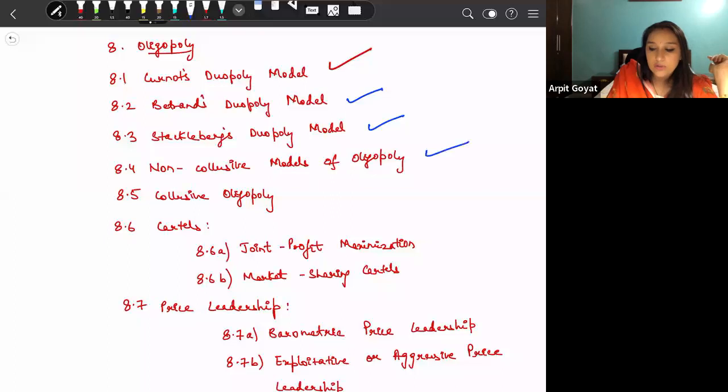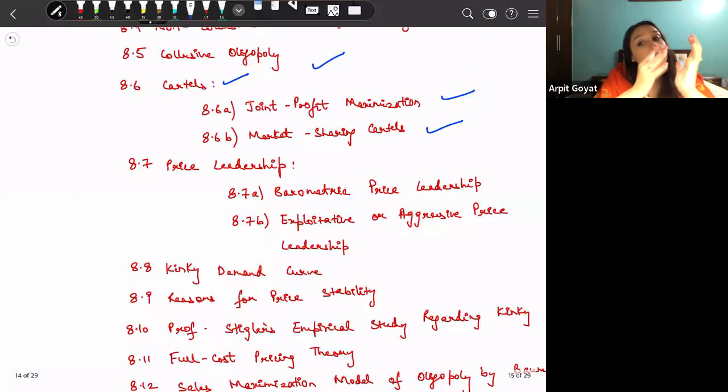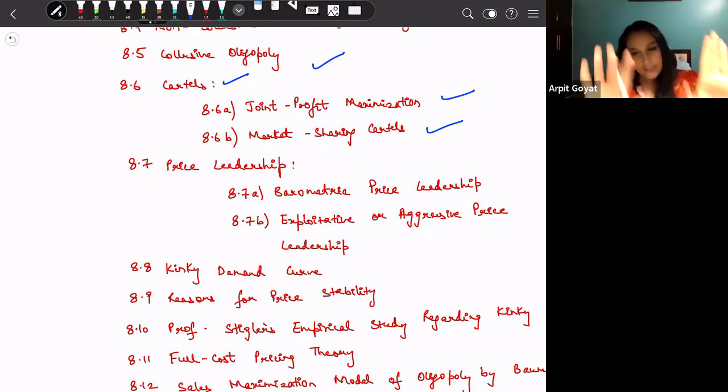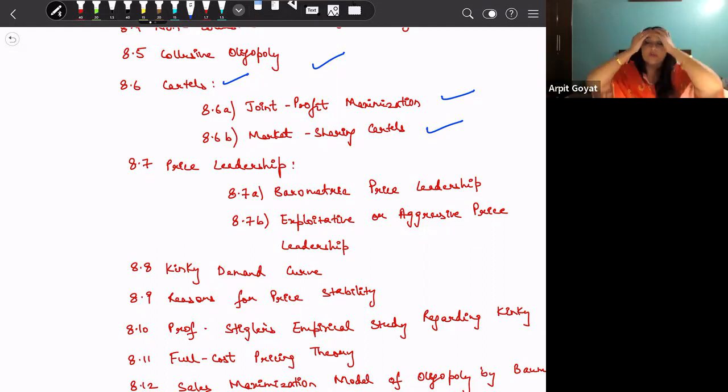Then we'll discuss non-collusive models of oligopoly, collusive models, and we'll discuss cartels also. Cartels are again of two types: joint profit maximization cartel and market sharing cartel. In market sharing, the two firms that rule agree to share the market: you sell this quantity in this region, we will sell in that region. In joint profit maximization, we all sell together, and whatever the profit is, we share it according to our terms, 50-50 or 70-30, without dividing the regions. So these are the two types of cartels that take place in the economy.